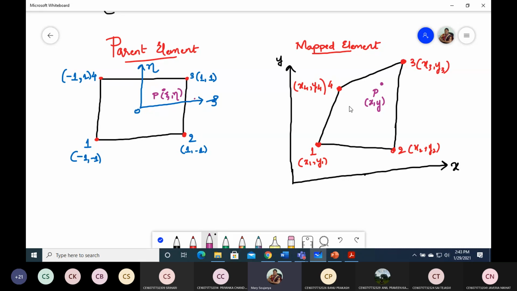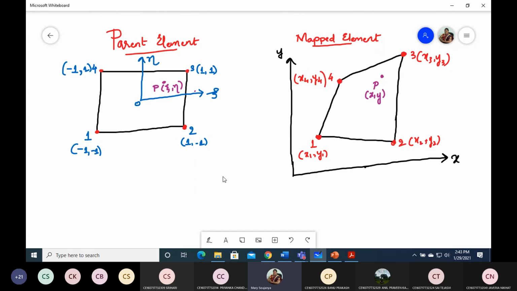All right, now how are these both related? How is that relation taken? Did you take down the picture, everybody?